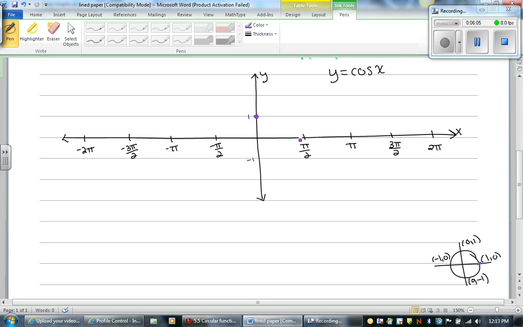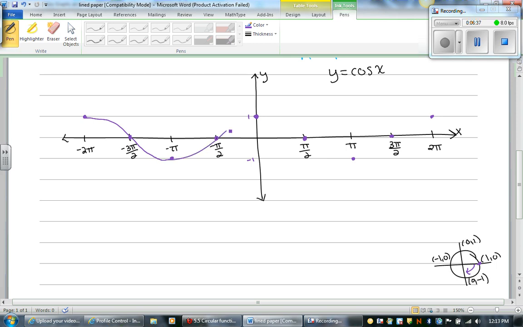At pi over 2, it goes down to 0. At pi, it goes down to negative 1. At 3 pi over 2, back to 0. And at 2 pi, back to 1. Going in the opposite direction, cosine is 0, and then negative 1, 0, 1. So we can go ahead and sketch that in.